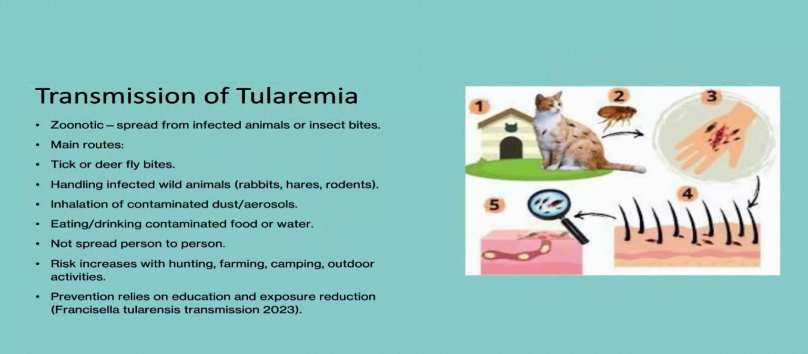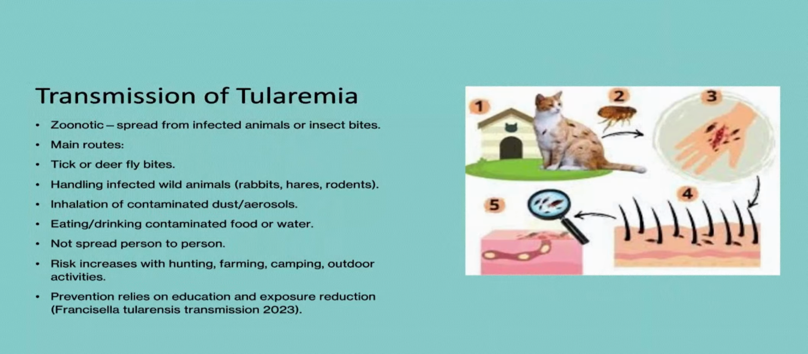The most common way people become infected is through the bite or deer fly bite, which carries Francisella tularensis from the wild animal to the human. People can also become infected by handling animals, such as a rabbit, cat, or dog, when cleaning the skin or holding them.